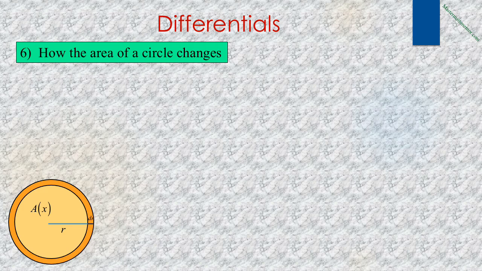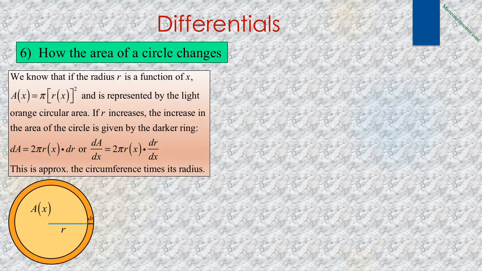Number 6 asks to use a geometric argument to show how the area of a circle changes. We know that if the radius r is a function of x, then A of x is equal to pi r of x squared and is represented by the light orange circular area. Now r is increasing, and the increase in the area of the circle is given by the darker ring. So dA is equal to 2 pi r of x dr, or if you want, dA/dx equals 2 pi r of x dr/dx.